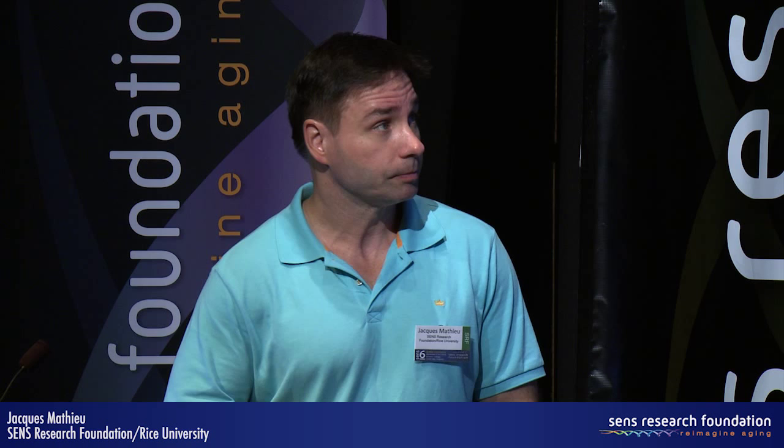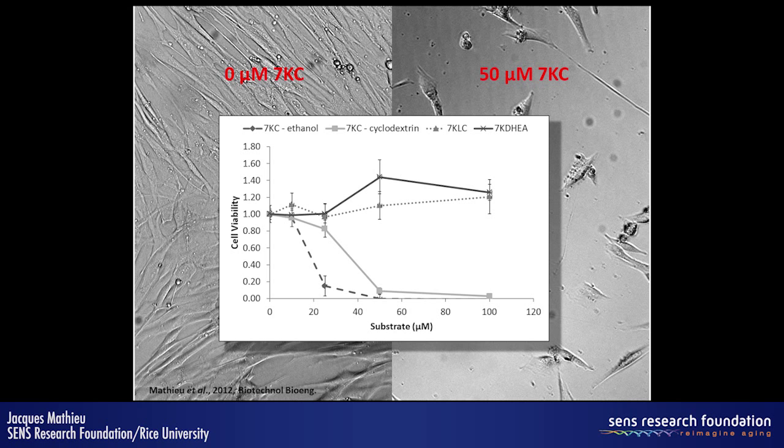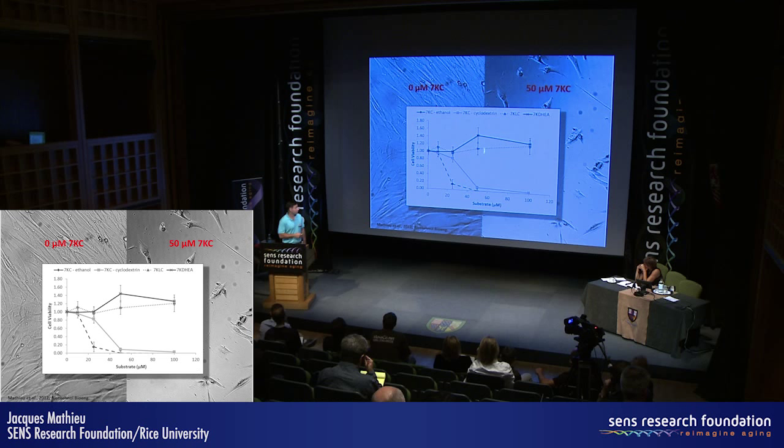This is toxicity dose response curves, just showing the response of these fibroblasts to 7-ketocholesterol. These other curves up here are oxidized derivatives of 7KC that we were testing to see what effect certain transformations may have on 7-ketocholesterol toxicity. And what we found is basically that if you oxidize this molecule, you greatly reduce its toxicity.